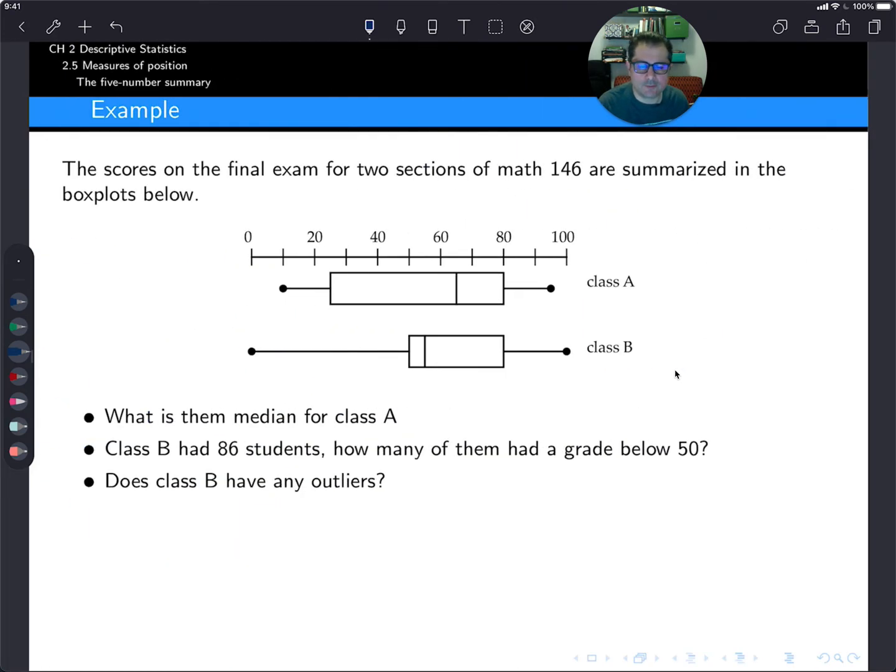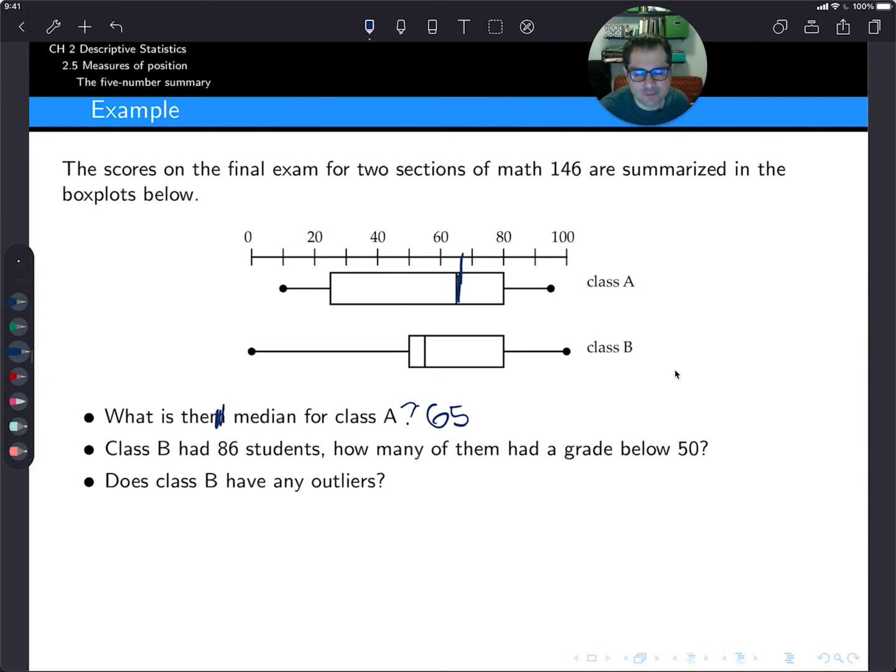Now let's do another example. These are two classes' scores again. So these are the box plots and the medians and so on. So what is the median? Sorry, typo here. Typo was over here. What is the median for class A? So for class A, the median would be the value that's right here. That represents the median, which is between 60 and 70, so about 65, right?